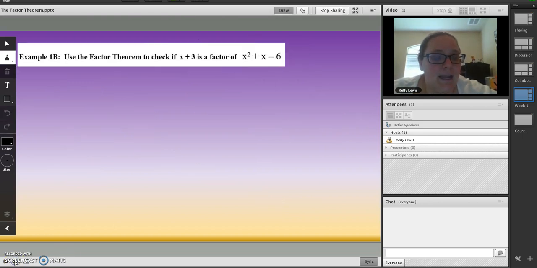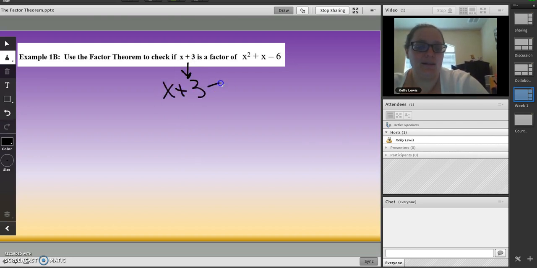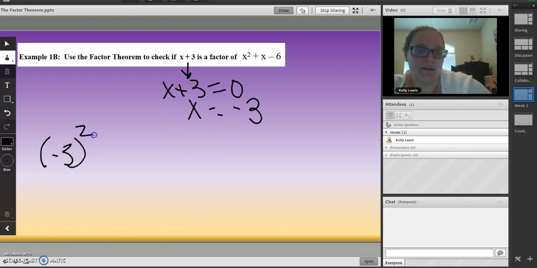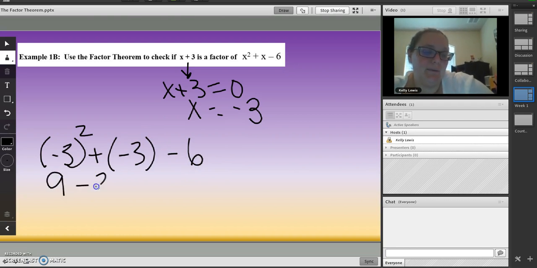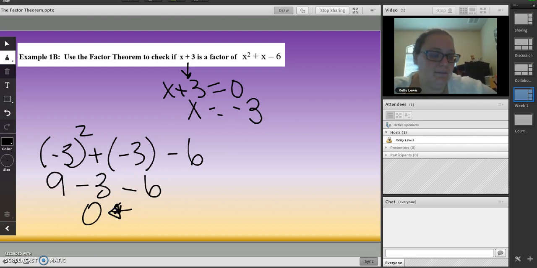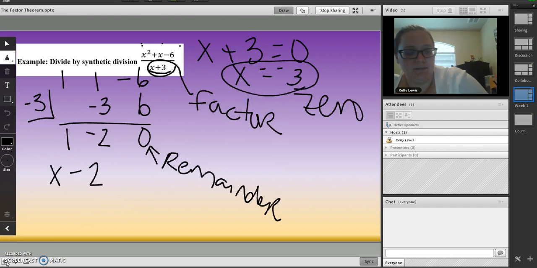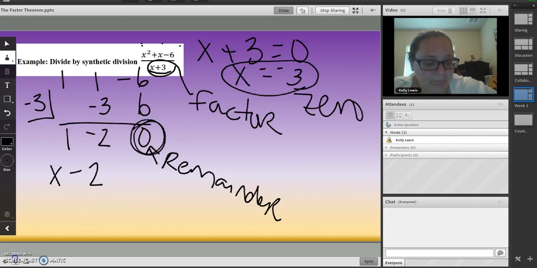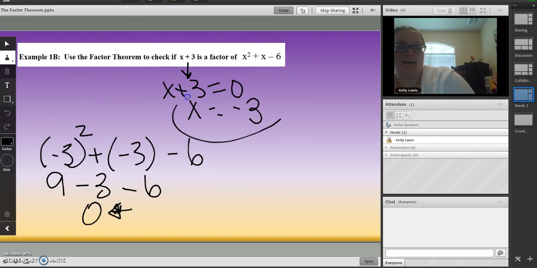Or I can use the factor theorem to check if x plus 3 is a factor. And so what I do is I take the x plus 3 and I set it equal to 0, so I still get x equals -3. And so I'm going to do -3 squared plus -3 minus 6. And so I get 9 minus 3 minus 6, which is 0. And so because I get 0 right here, that 0 right there is equal to this 0 because it's the remainder. Then x minus 3 is a 0 and x plus 3 is a factor.